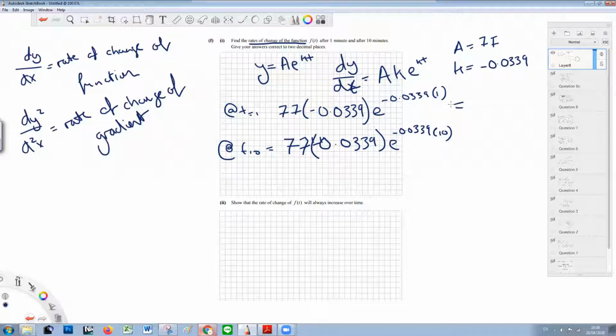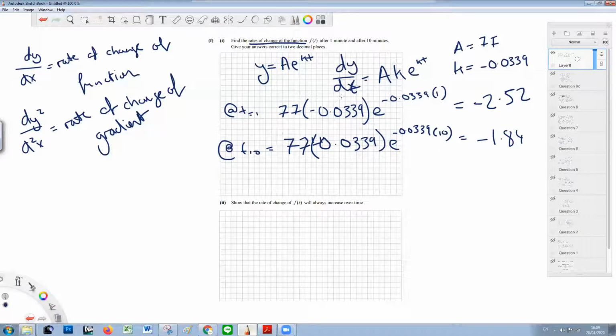The answer for that, very quickly, is going to be minus 2.52. So the rate of change at this is minus 2.52, and the rate of change at this is minus 1.84. So the rate of change is, I suppose, increasing over time, because it's going from a lower value to a higher value. And it says, show that the rate of change will always increase over time. So we need to find the d squared y, because we need to find the rate of change of that gradient.